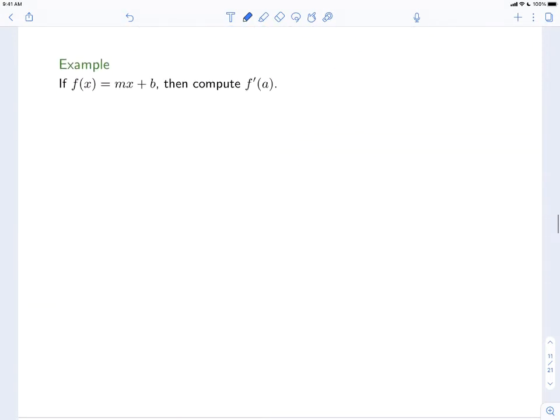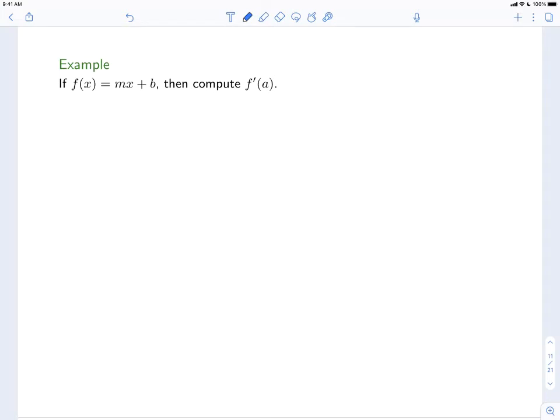Let's look at another example. In this case, we have f of x is equal to mx plus b. That is, f of x is equal to a linear function. That is, the graph is a line. The graph of this function is the line y equals mx plus b, a line that has slope m and y-intercept b. So we want to compute the derivative at an arbitrary point a.